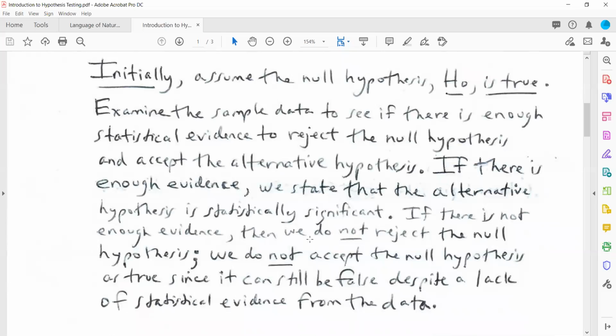If there's not enough evidence, then we do not reject the null hypothesis. So that's how it works. Either we're going to reject the null hypothesis or we're not going to reject it. Now, if we do not have enough evidence to reject it, it doesn't mean the null hypothesis is true. It could still be false. So we never say we accept the null hypothesis is true, because it still could be false. What we do say is that there's not enough evidence to say that it's probably false. All right, so that is the basics of hypothesis testing.